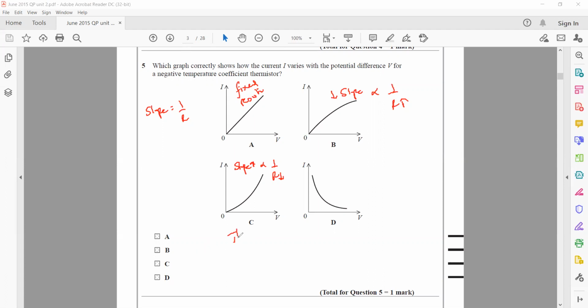So C is actually representing a thermistor, B is representing a filament lamp, and this one is representing a fixed resistor. If resistance is kept constant, voltage and current are directly proportional. So that's why C is the right answer. It's a negative temperature coefficient thermistor, so an increase in temperature will reduce the resistance of the thermistor, so the slope should increase.